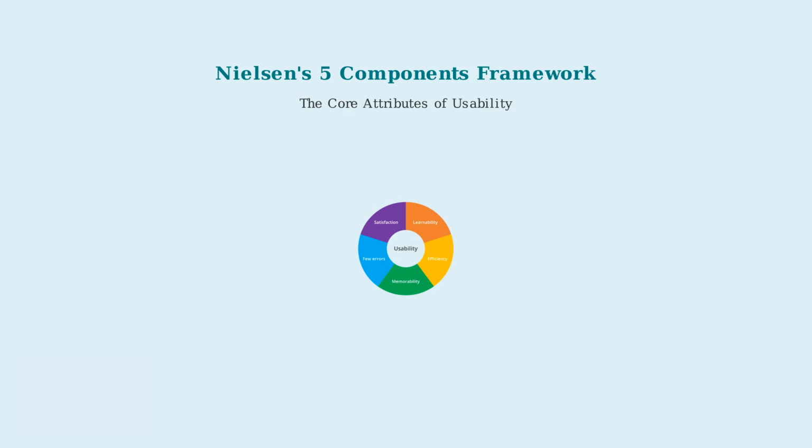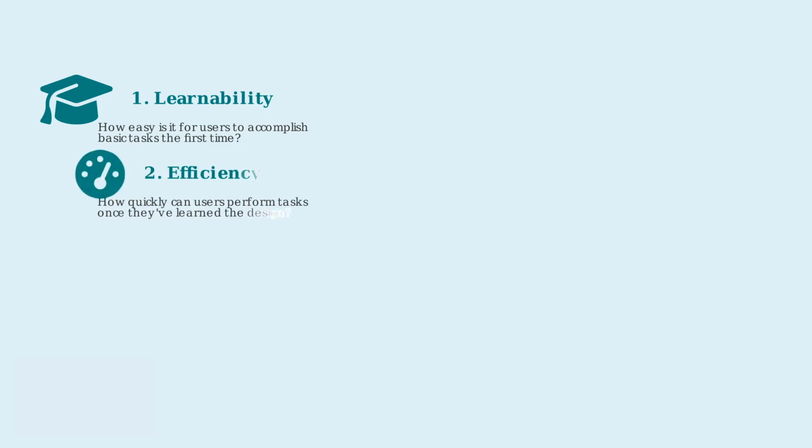Here are the 5 components visualized as an interconnected system. Each component plays a crucial role in determining the overall usability of an interface. Let's examine each component individually. First is learnability, how easy it is for users to accomplish basic tasks the first time they encounter the design. Second is efficiency. Once users have learned the design, how quickly can they perform tasks?